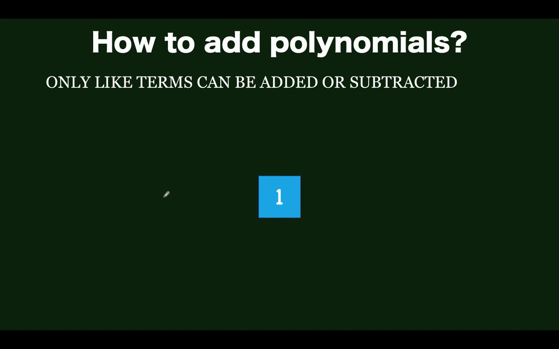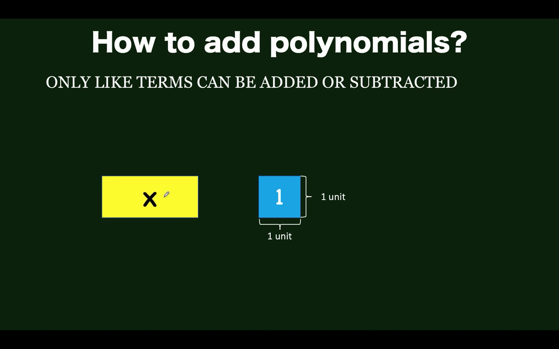This is our visualization of one. Its side length is 1 unit, and its area is therefore 1 square unit. This is how we visualize x. Its length is unknown, so that is represented by the variable x. And its width is given to be 1 unit, the same as this blue square.